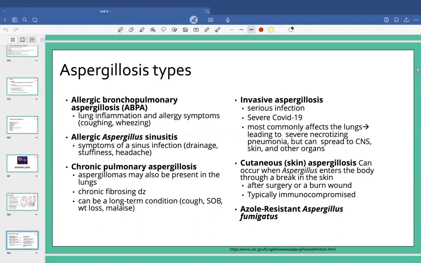There's also a cutaneous form of aspergillosis. We said that the disseminated disease can affect the skin, but you can also get cutaneous aspergillosis through a break in the skin. Usually after surgery, or if a patient has burns, you're treating wounds from burns, you might see this type of fungal infection of the skin. And then there are azole-resistant Aspergillus fumigatus, so the patients that are not responding to azoles.